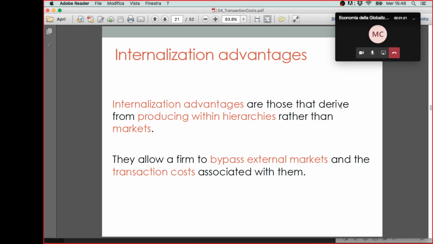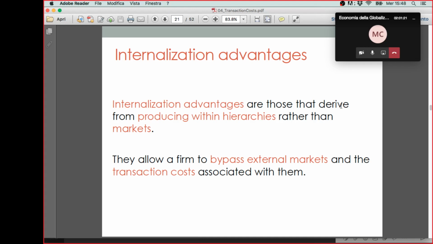Well, for instance, there can be two. One is related to the existence of public intervention that makes markets particularly imperfect. So the more you move into a market that is far from perfect competition, the more you can have internalization advantage. And this may explain why a firm that wants to expand its business and operates in this kind of market may find it convenient to do so via foreign direct investments, which implies internalization, as opposed, for instance, to subcontracting.